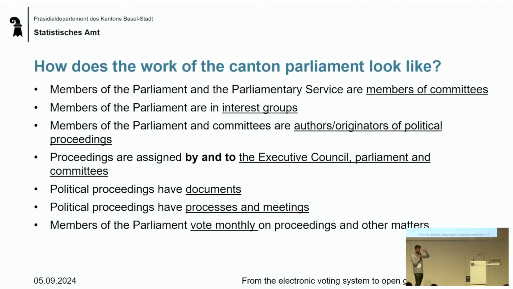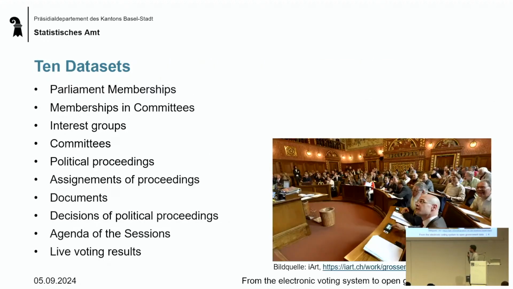The proceedings are assigned to the Executive Council, the Regierungsrat, the Parliament, and to other committees. This is another data set. And the Parliament proceedings have documents, processes, and meetings. This is 3 data sets. And the members of the Parliament vote on these proceedings if they get important to vote on. Not all proceedings are voted on, but some of them. This is another 2 data sets. Okay, these are the 10 data sets.